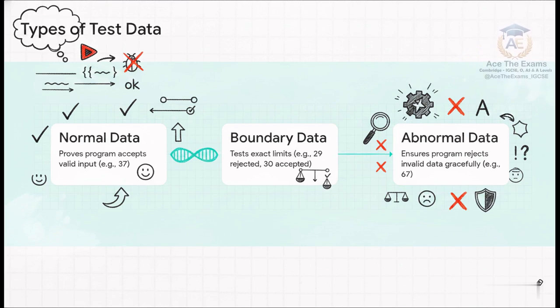Finally, abnormal data. You throw in a 67, or even better, a random letter of the alphabet, to ensure the program rejects it gracefully without crashing the whole system.